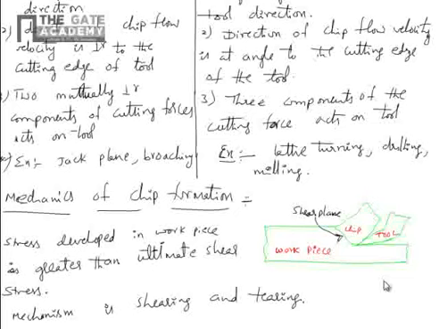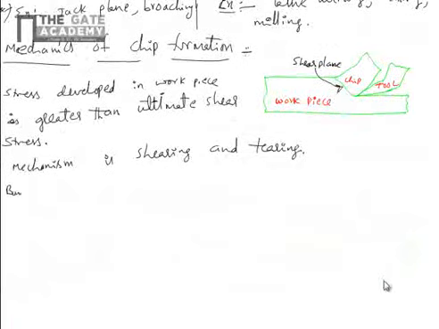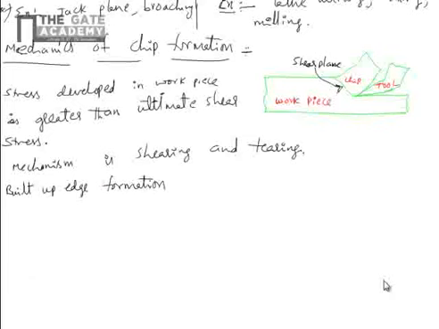Here we discuss built-up edge formation. What is a built-up edge? It is the adhering or welding of micro chips and powder particles to the rake surface of the tool.